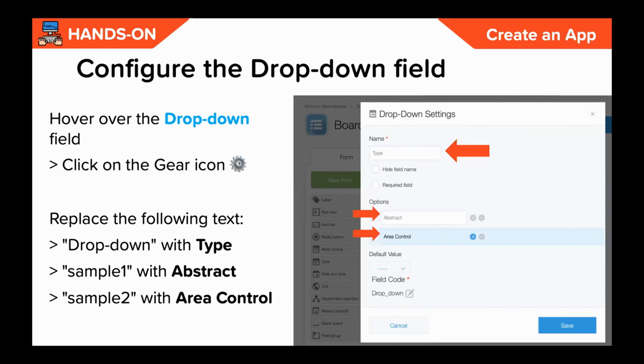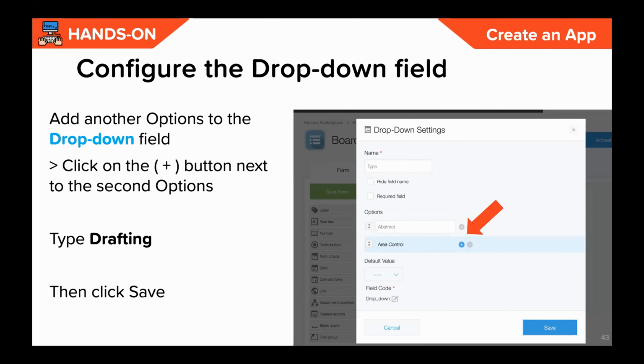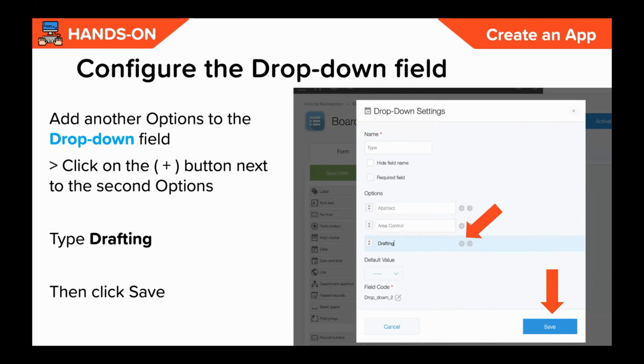And then we're going to change the two options that exist into abstract and area control. These are two different types of board games. And then we're going to click on a plus sign to add a third option, which will be drafting. After that, we'll hit save.